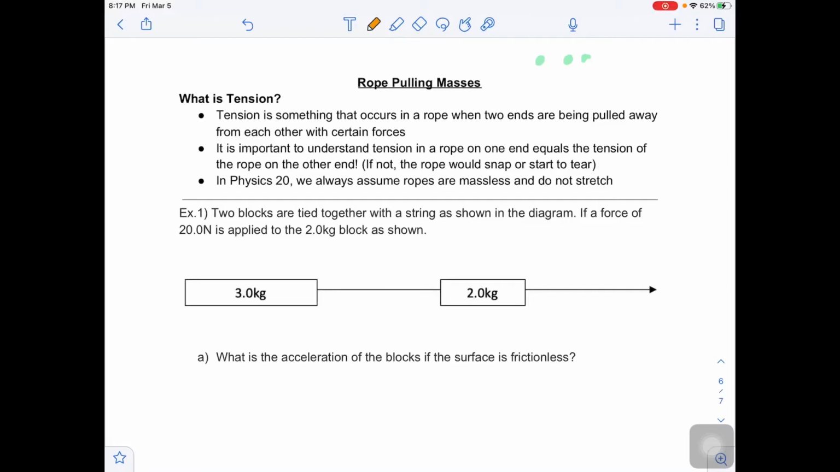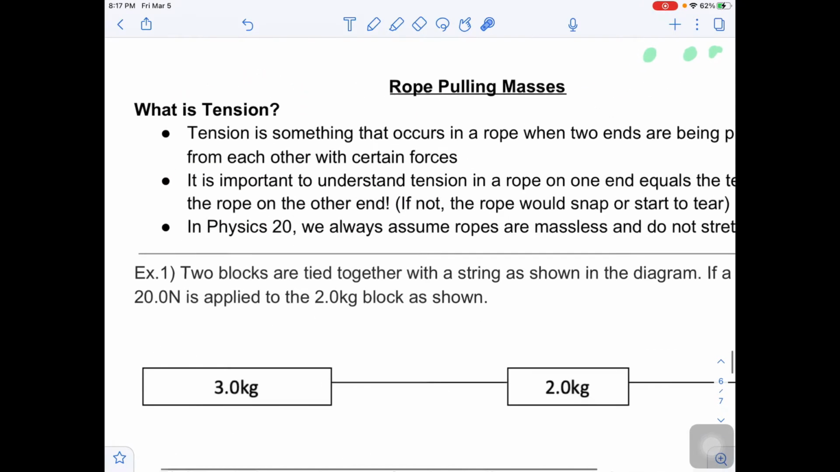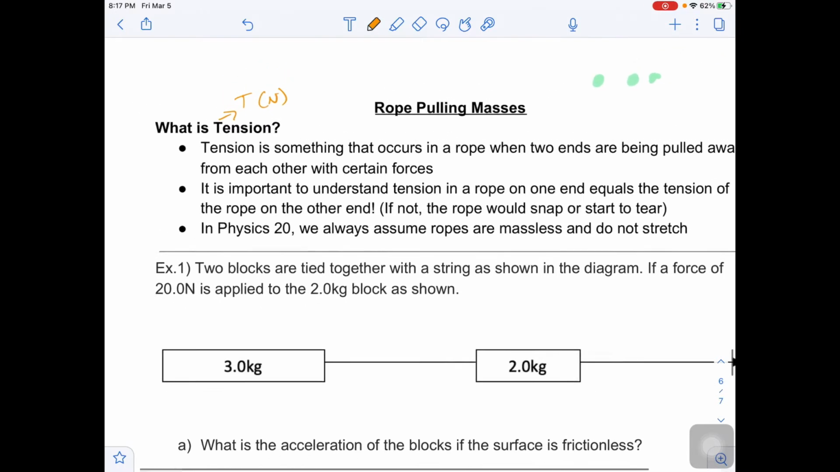So in this video, we're going to look at rope pulling masses and those masses combined. So let's just quickly talk about tension. Tension is a force that's found in a rope. We represent it as T, and it's measured in newtons, because it's a force.